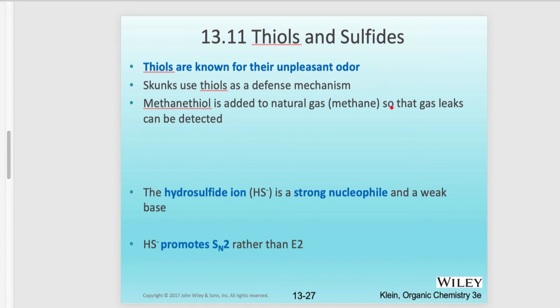So, thiols are actually known for their really bad odor. Unpleasant is a kind word. They downright stink. Skunks use these thiols as a defense mechanism. Methane thiol is actually added to natural gas. So natural gas itself cannot be smelled, but if there's a leak, you have a low concentration of this, which can easily then detect whether there is a leak in the pipes.